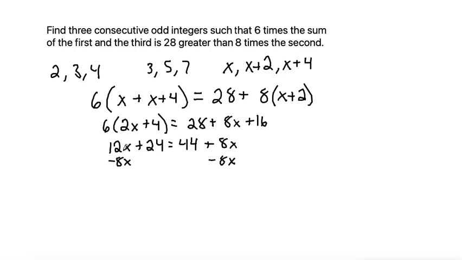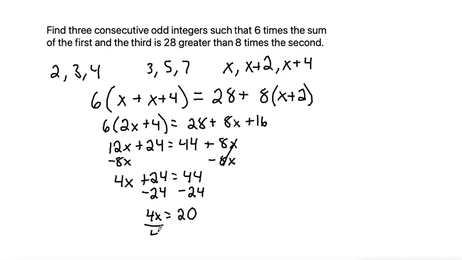So that makes 12x minus 8x is 4x. Bring down what's left, because these cancel out. And then move my 24 to the other side. 4x is equal to 44 minus 24, which is 20. Finish by dividing both sides by 4 to get x is equal to 5.